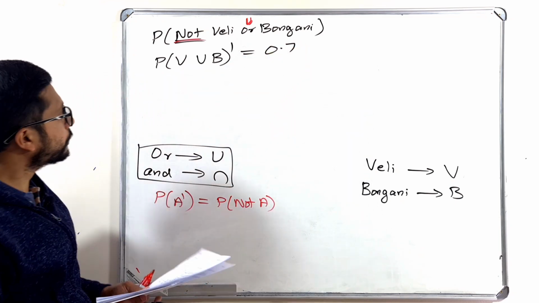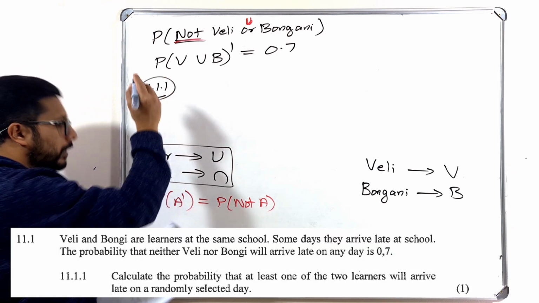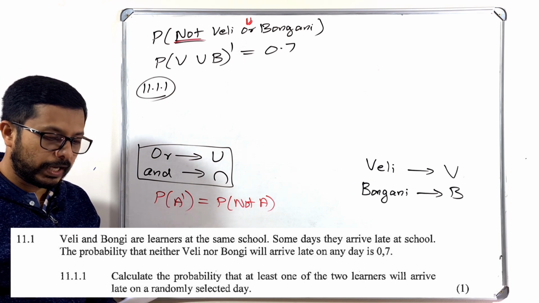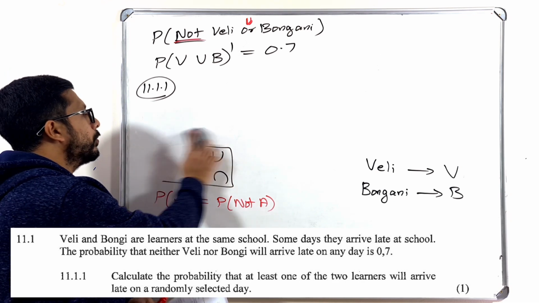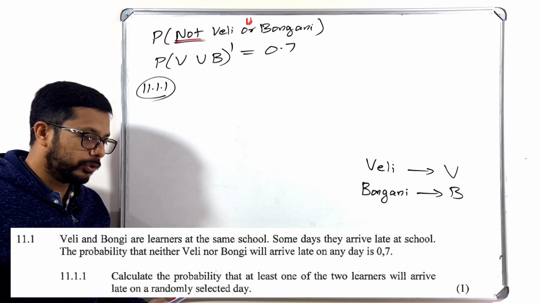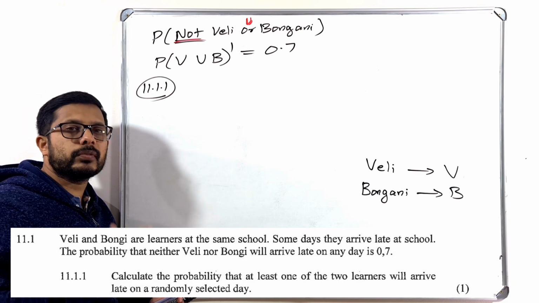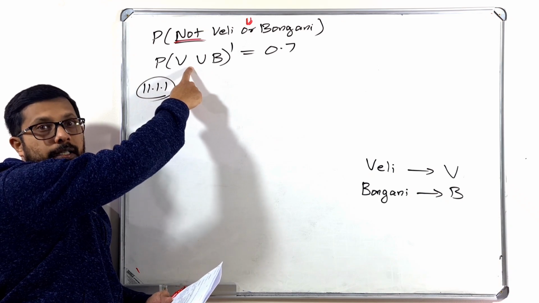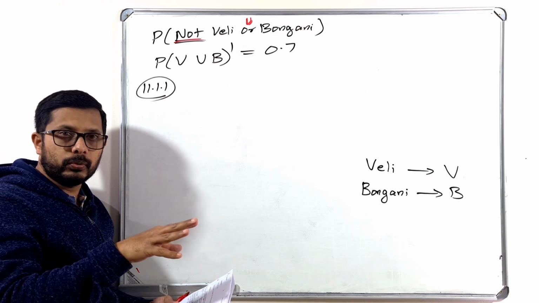Now what is the first question? 11.1.1. Calculate the probability that at least one of the two learners will arrive late on a randomly selected day. So you have to find the probability of at least one of them arriving late. This one is not arriving late.